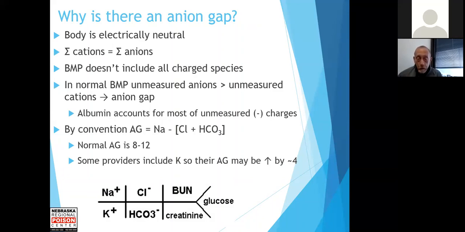So why do you have an anion gap? The body's electrically neutral, so the number of positive ions should equal the negative ions. But the anion gap is only looking at the charged particles in the basic metabolic panel, not in the whole body. And it's not including things like phosphates and calciums and negative charges on various proteins, of which albumin is the most important. So the way to calculate anion gap properly: sodium minus the chloride and the bicarb. Some people include the potassium in there, and that can throw things off. But normally, anion gap is considered between 8 and 12.